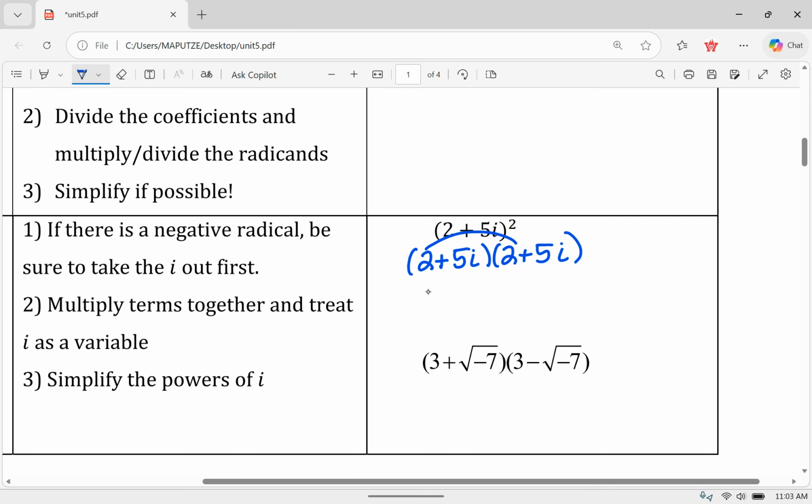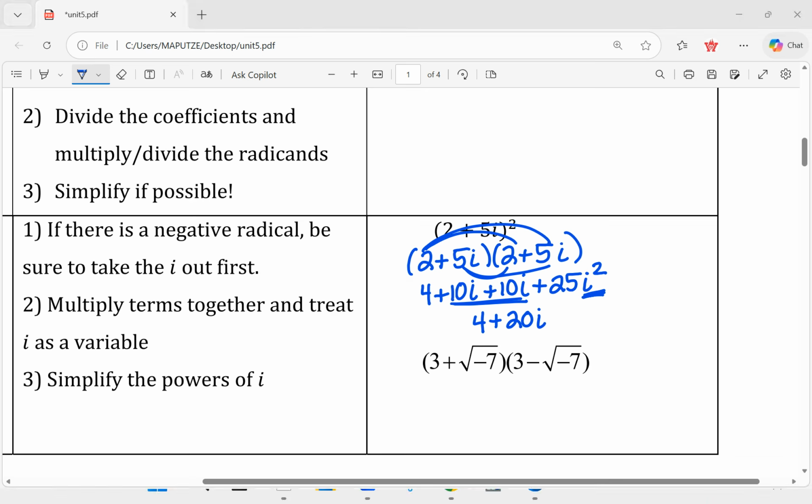So we have first is a 4, we have outside is 10i, inside is 10i, and then last would be the only one I'd be careful with. This is 25i squared. So if I combine like terms here, I'm at 20i, and then i squared is -1. So that's going to turn into really a -25. And then if we go ahead and add our like terms together, I'm at -21 plus 20i.